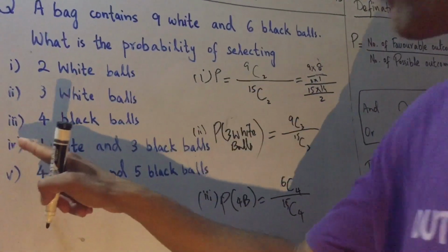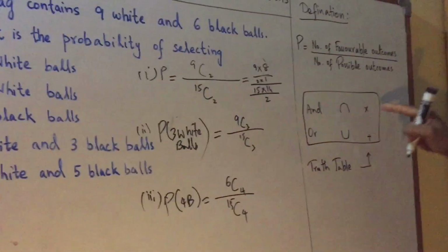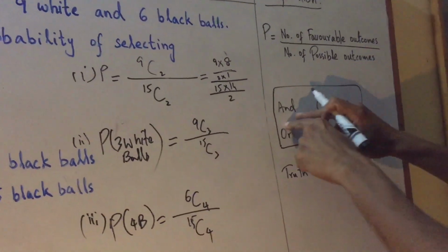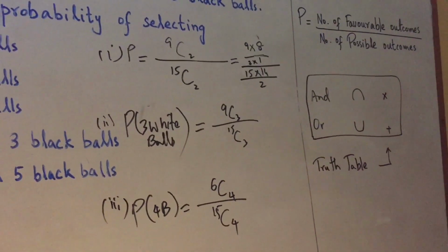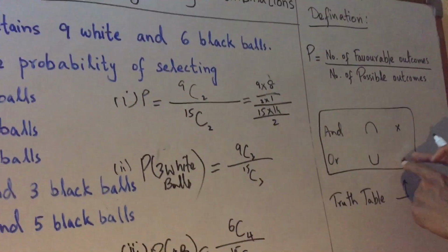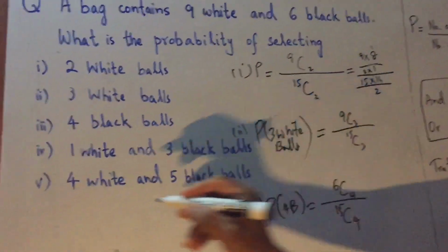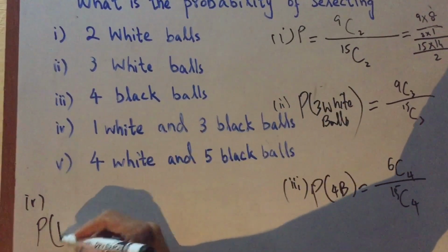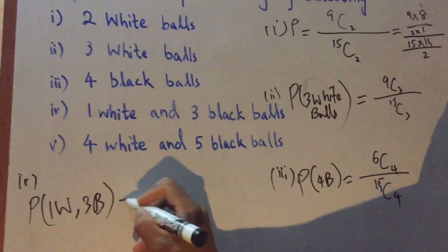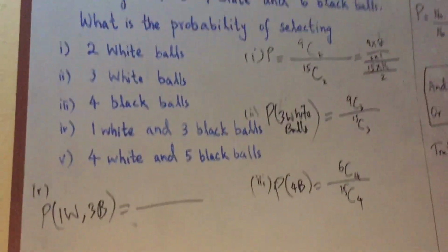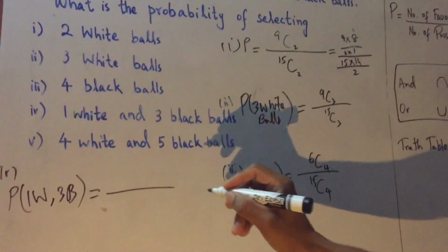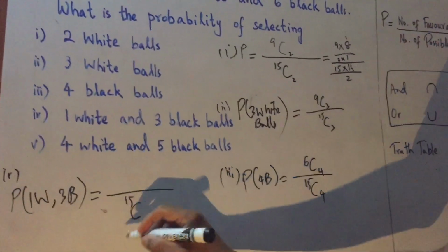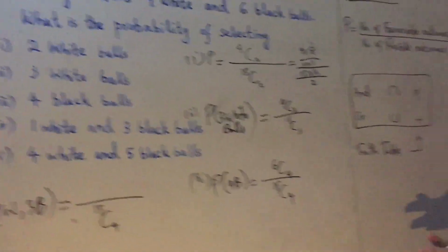Now question 4: 1 white and 3 black balls. We use this formula: we transform AND into mathematical form. We use multiplication for AND and plus for OR. In this question we have AND. So the probability of 1 white and 3 black balls: how can we calculate it? Again, in the denominator, the number of possible outcomes. We have 15 total balls, and we select 1 plus 3 is 4, so 15C4. This is the possible outcomes.